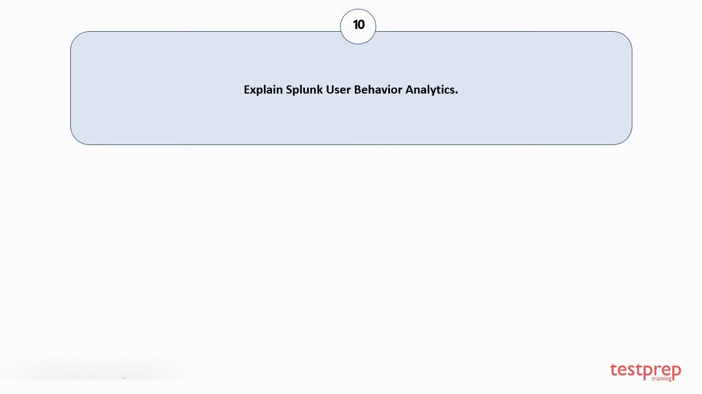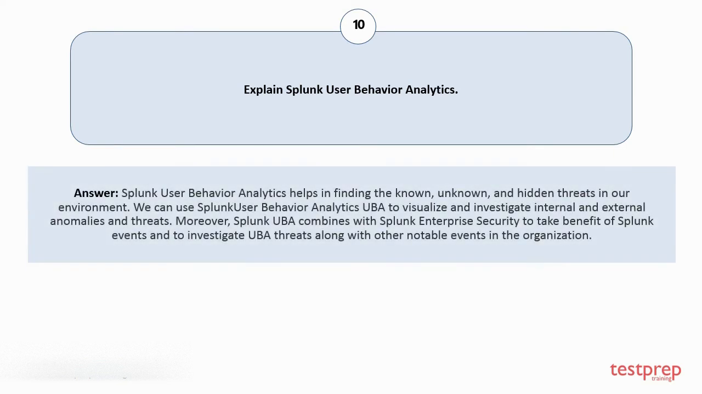Your answer is Splunk User Behavior Analytics helps in finding the known, unknown, and hidden threats in our environment. We can use Splunk User Behavior Analytics UBA to visualize and investigate internal and external anomalies and threats. Moreover, Splunk UBA combines with Splunk Enterprise Security to take benefit of Splunk events, and to investigate UBA threats along with other notable events in the organization.